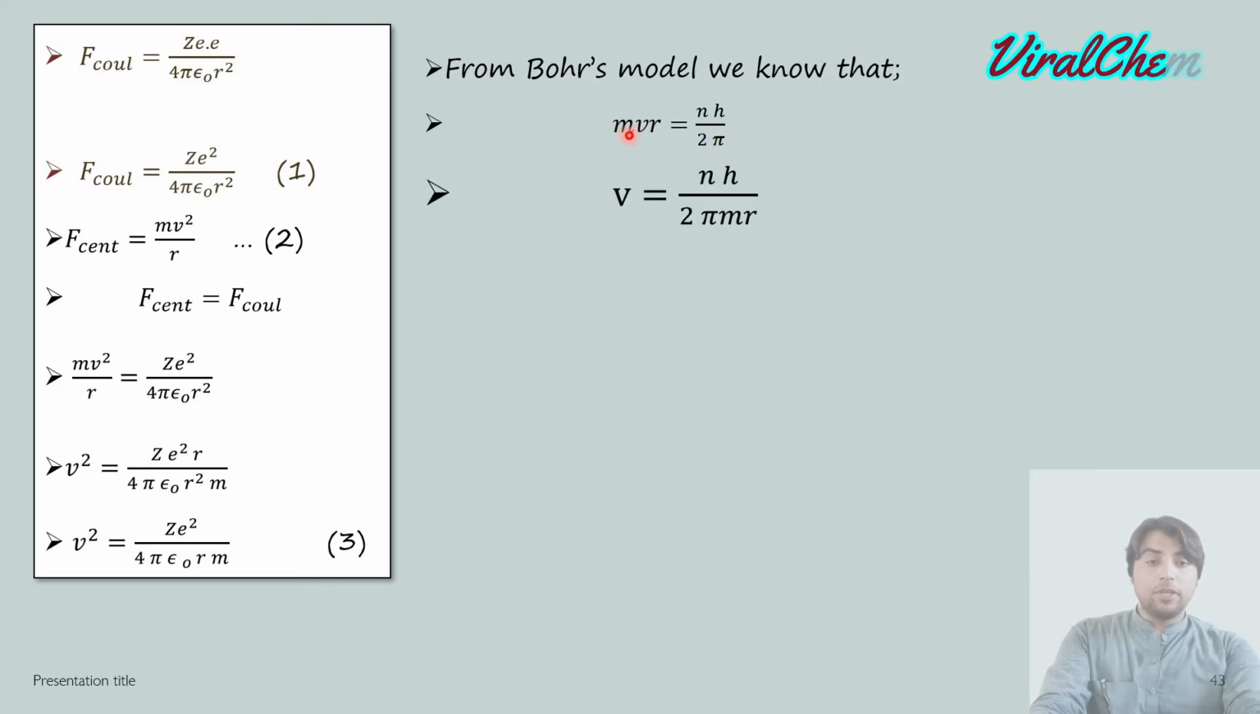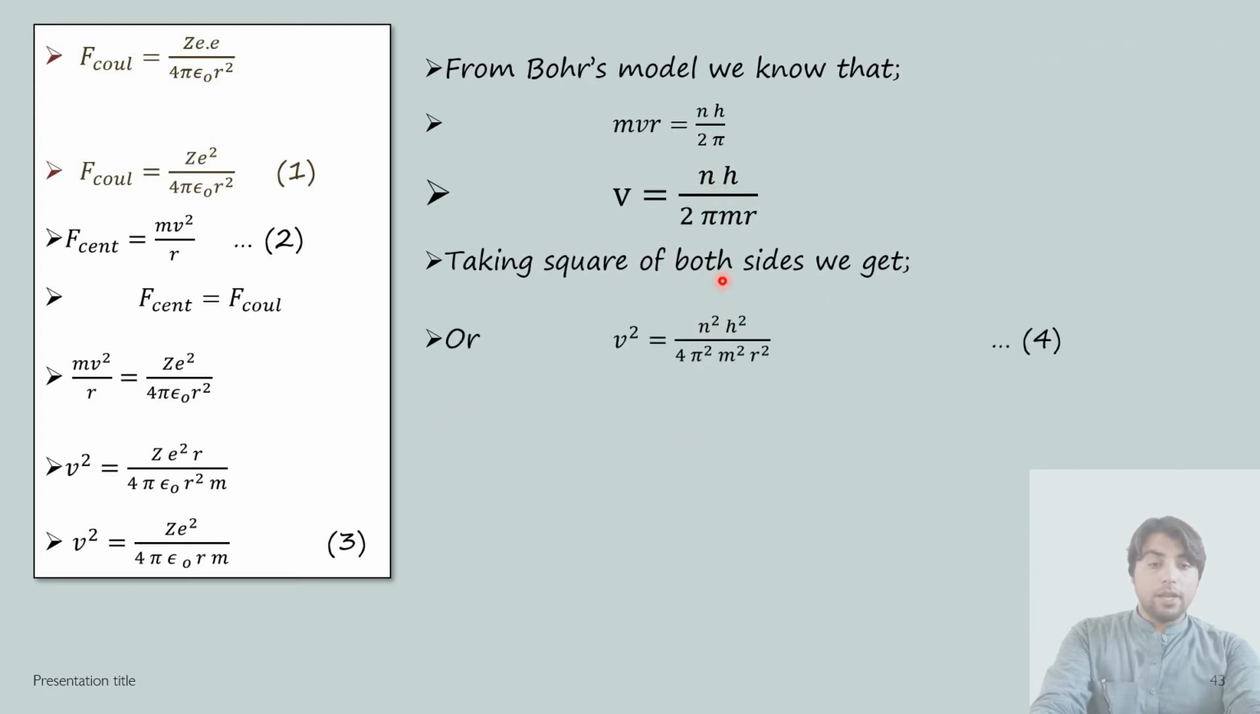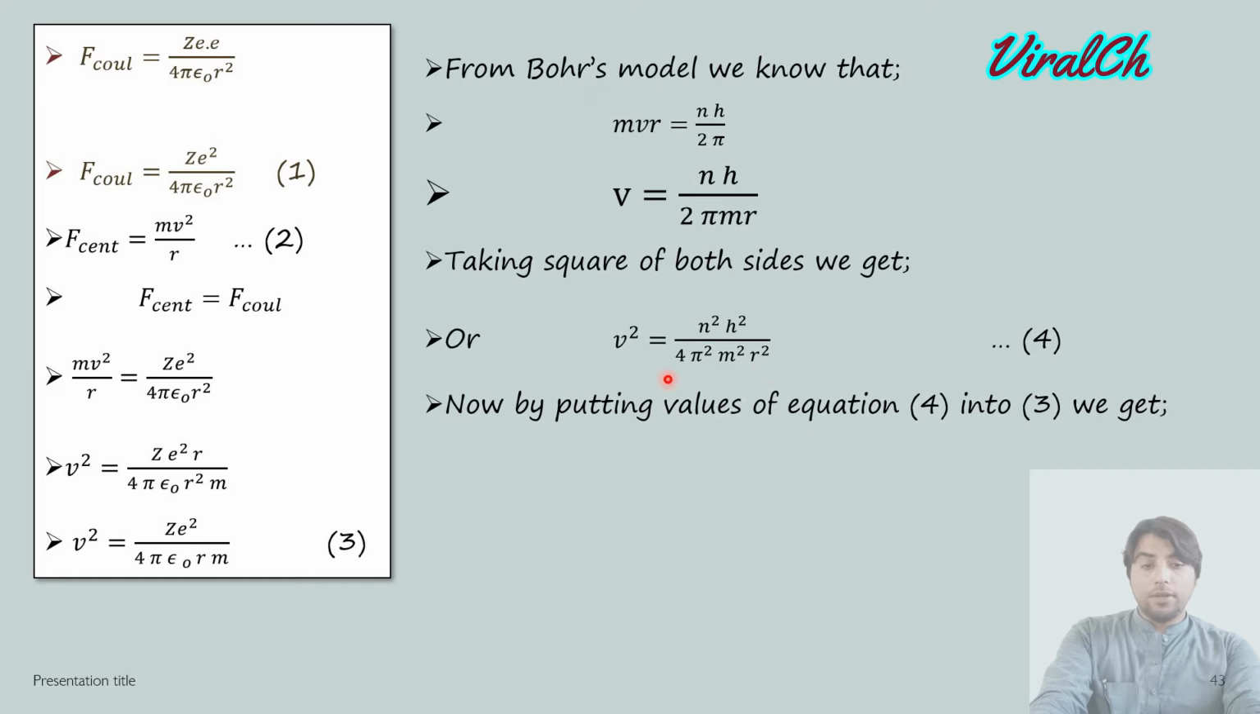In order to find v, we have to rearrange this equation and bring this m and r to the denominator on the other side. So we obtain v is equal to nh by 2 pi mr. Taking the square of both sides, we get v square equals n square h square divided by 4 pi square m square r square. Now put this in the third equation as v square equals n square h square divided by 4 pi square m square r square, and this v square equals Z e square divided by 4 pi epsilon naught r m. So both of these equal v square, so we can equate them.